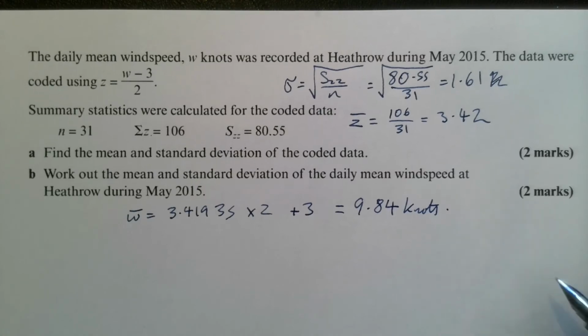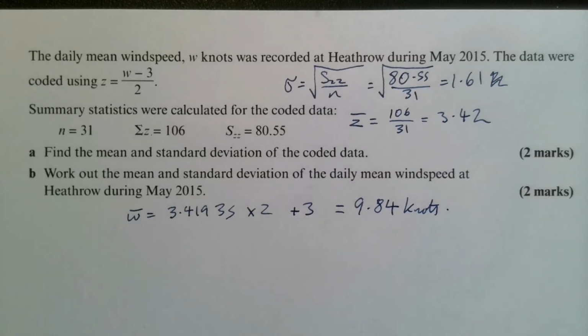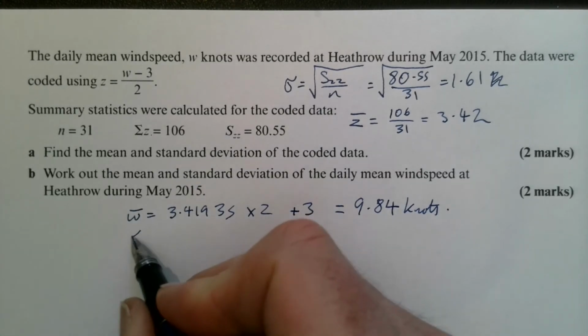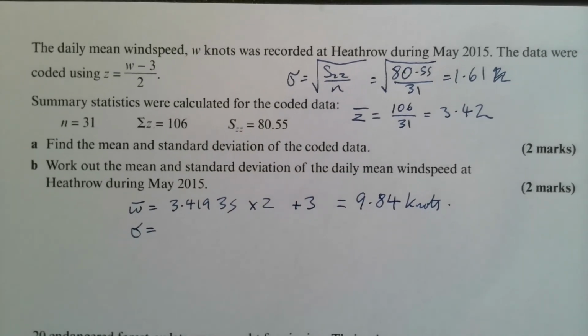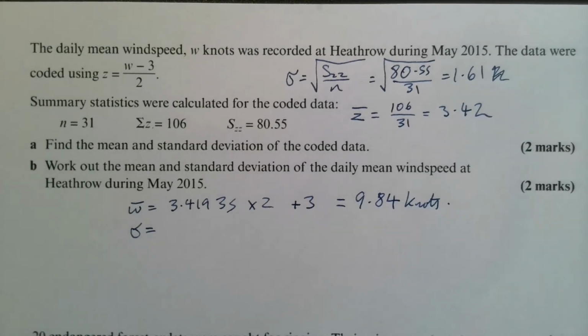And then standard deviation is actually easier, because what they're testing here is that you remember that it's only the dividing by 2 that has made all of the data much closer together. So we've got to make it further apart by multiplying it by 2. But the taking 3 has just made it all smaller by 3. It hasn't affected how spread out it is. So all we need to do is go back to our standard deviation and times that by 2.